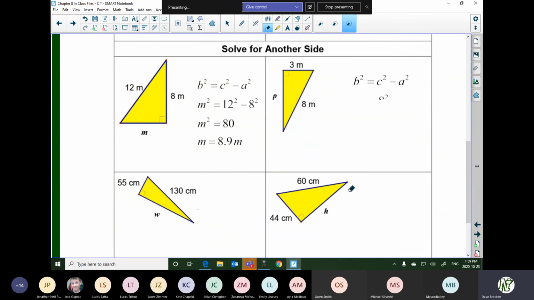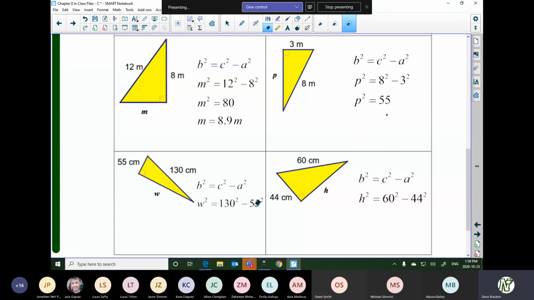On all of these, we're using the exact same formula to start because we're finding another side. Here, I'm going to plug in a P, 8 squared take away 3 squared. Here, I'm going to plug in a W, so W squared equals 130 squared take away 55 squared. Here, I'm going to plug in an H, so H squared equals 60 squared minus 44 squared. The next step is the same in each one. 8 squared take away 3 squared, that's what P squared is equal to. In this case, it's 55. 130 squared take away 55 squared, that's what W squared is equal to. And here, 60 squared take away 40 squared, that's what H squared is equal to. And then just take the square root of each of these.